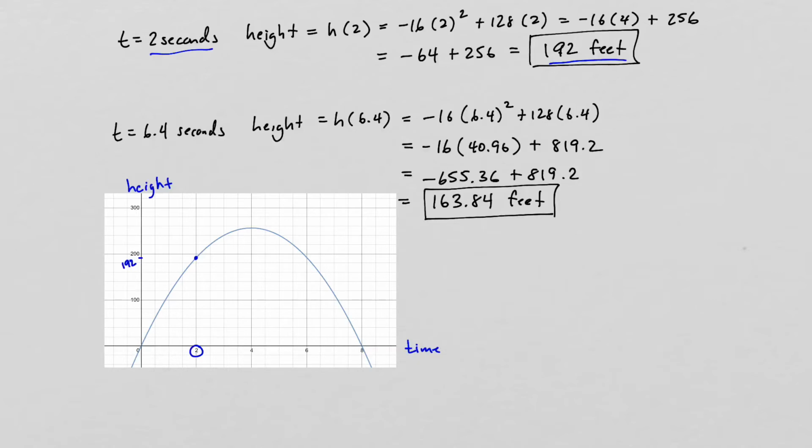Now at 6.4 seconds, 6.4 is right about here, and the height at 6.4 you can see is somewhere in here. And that height corresponds to 163.84. So the reason the height is lower after 6.4 seconds is because the rocket is shot into the air, reaches its highest point, and then begins to come down. And you can actually see from the graph that the rocket will come back down to the ground at 8 seconds. Moreover, from the graph you can see that at 4 seconds it will reach its maximum height, which is somewhere in between 200 and 300 feet. We'll talk more about these kinds of things later on in this class.